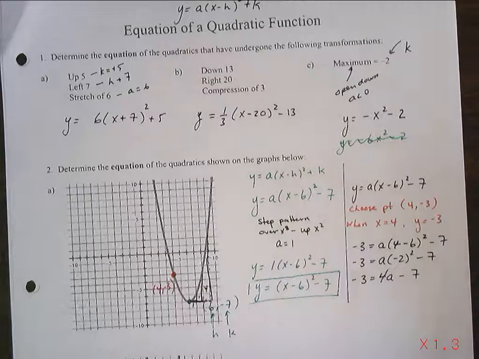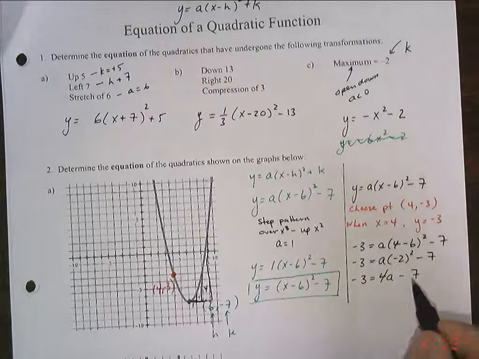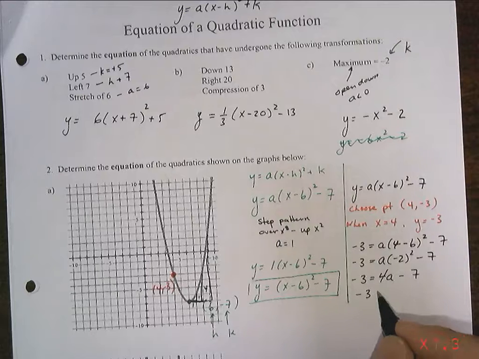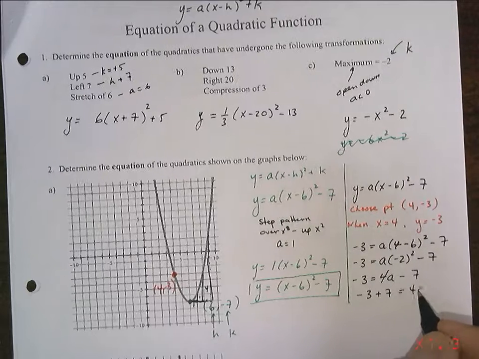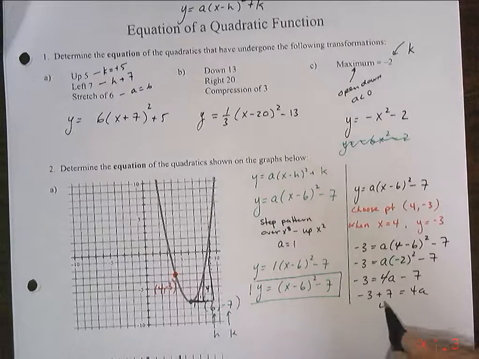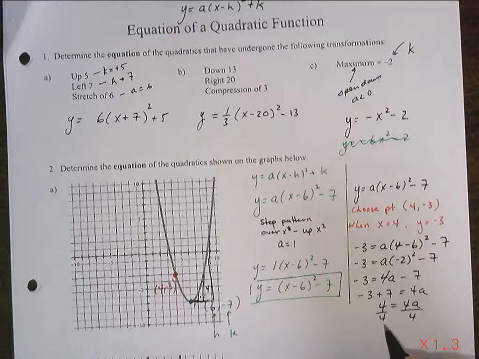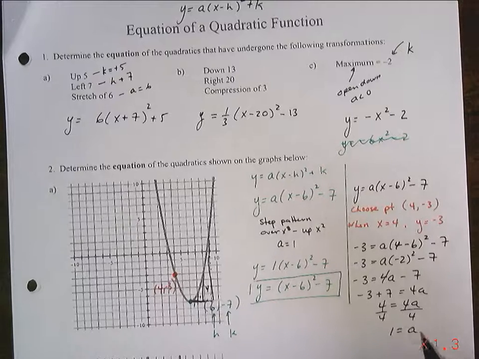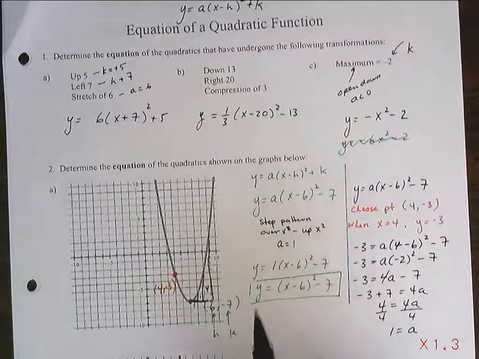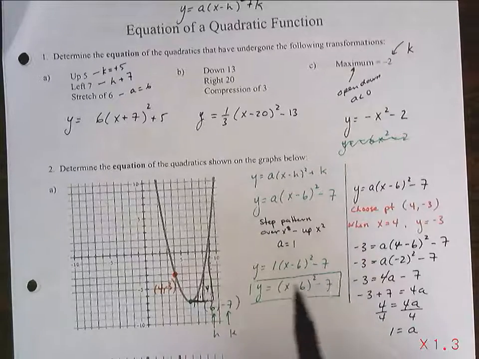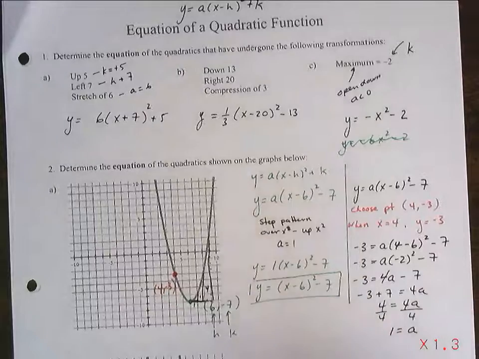I put the 4 in front because that's normally where we put it. Bring the 7 over to the other side: negative 3 plus 7 equals 4a. So 4 equals 4a. Divide both sides by 4, and we end up with 1 equals a, which is what we came up with by looking at the step pattern. Both ways work. Be able to do both.